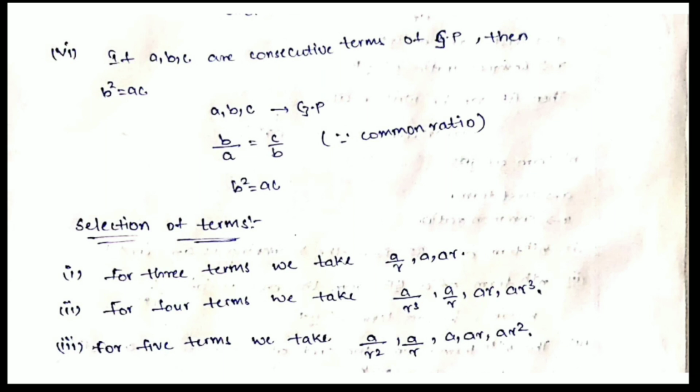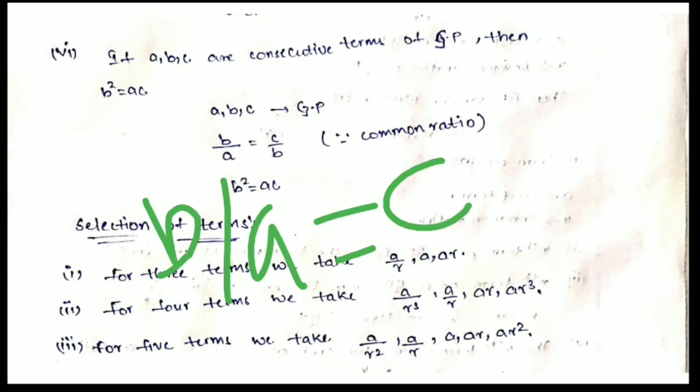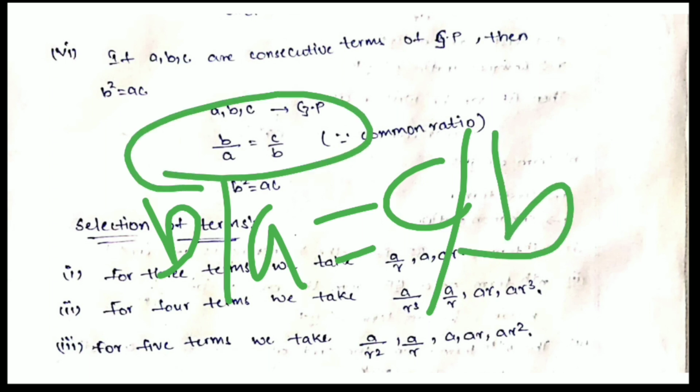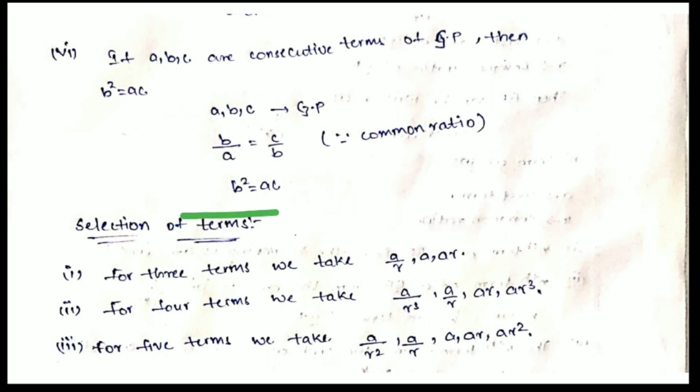And the sixth one: if A, B, C are consecutive terms of a GP, GP means it's nothing but the ratio of two consecutive terms, that is B by A is equal to C by B, which we have written here. That is, when we cross multiply, B square equals AC.